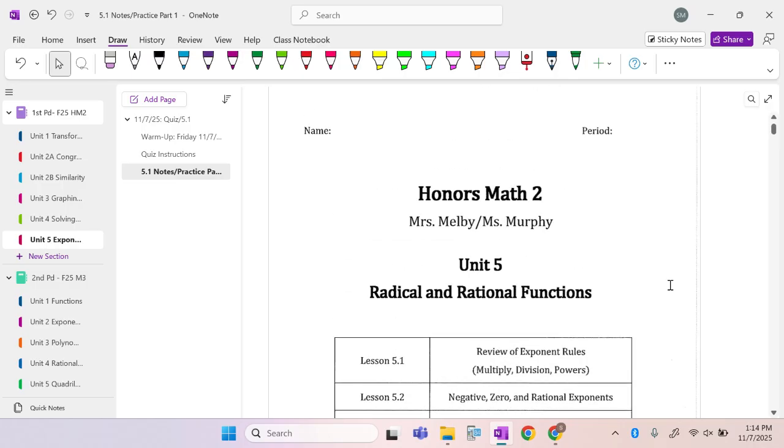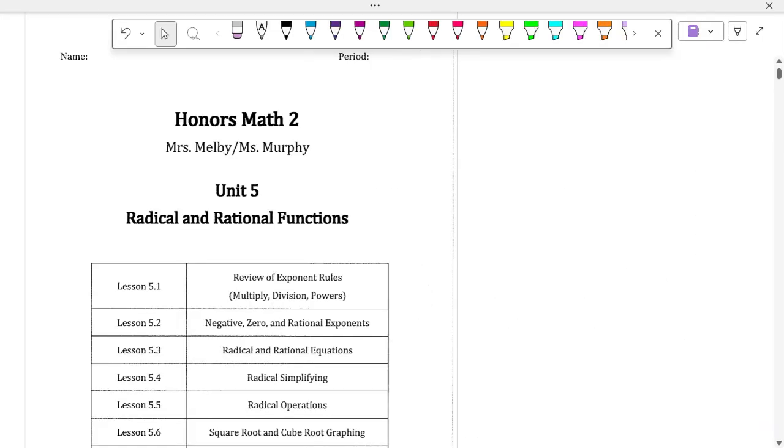I will be covering the first part of Unit 5, Lesson 5.1. So, this is about multiplying and dividing exponents. If you were in my class on Friday, you probably already have this, so you can skip this video and move on to video 2. If you were in Miss Melby's class, I don't know exactly where y'all ended up, so this will cover multiplying and dividing exponents. The next video will cover the power rule.